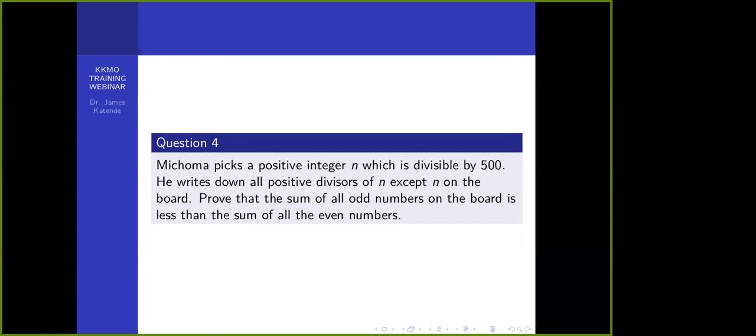Since n is divisible by 500, then n should be divisible by 2, and that means that n is even. And if n is given, then the number of odd numbers up to n should be equal to the number of even numbers. So the number of even numbers between 1 and n should be equal to the number of odd numbers between 1 and n.